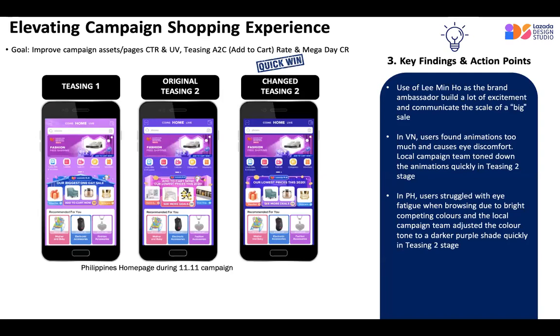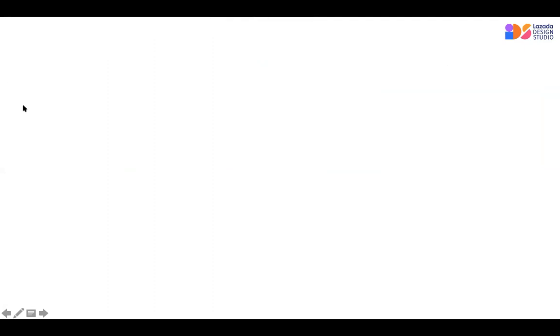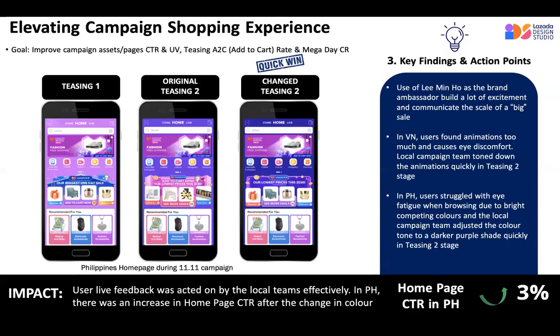So here are some key findings from this year's campaign. There was a teasing phase, which for 11/11 typically happens from the 30th or about the 1st to the 5th or 6th. That's the timeline for teasing one. Then you have teasing two, which is typically from the 5th or 6th.